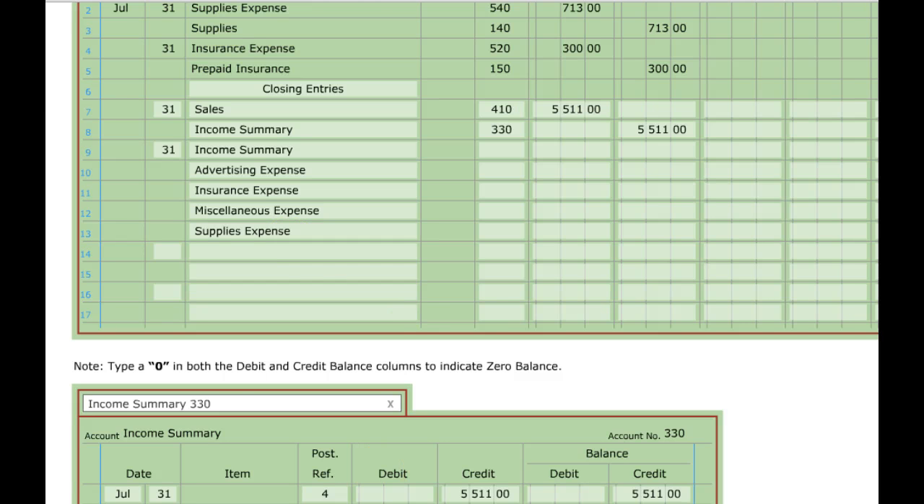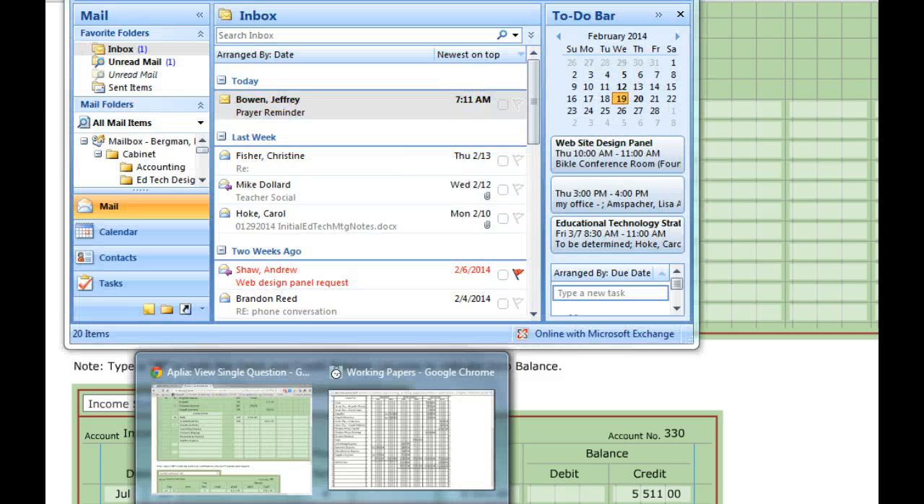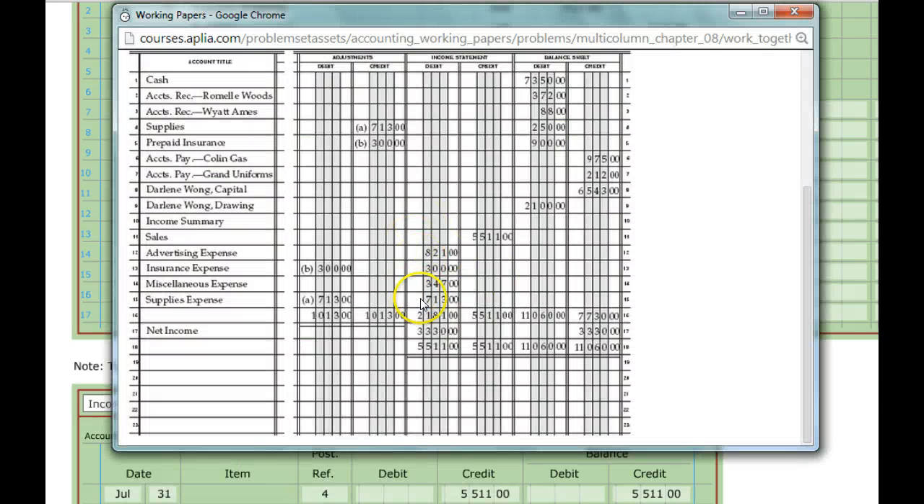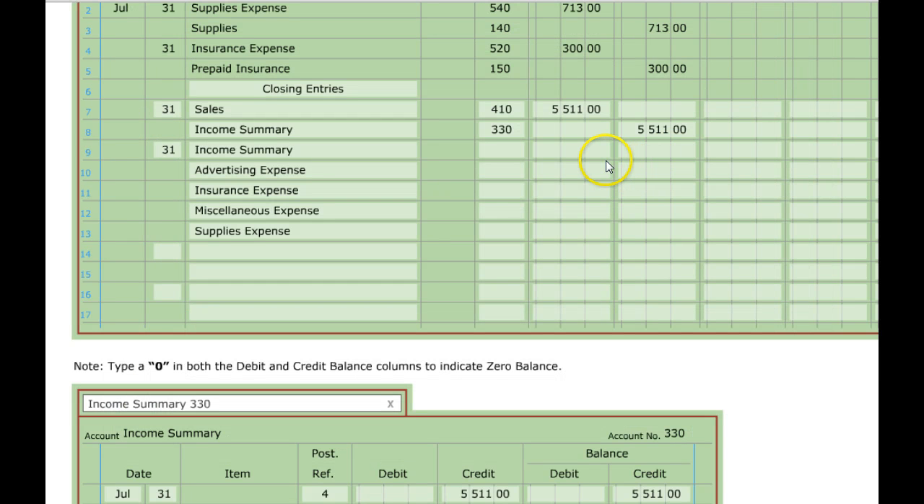Now you're going to get all of the balances down from here. Okay, so we're just going to record all these balances, so I'll put them in. Because expenses have normal debit balances, to make them 0, we want to go ahead and credit them. So advertising expense is 821. Insurance expense is 300, miscellaneous expense is 347, and you have your last one, supplies expense, 713.